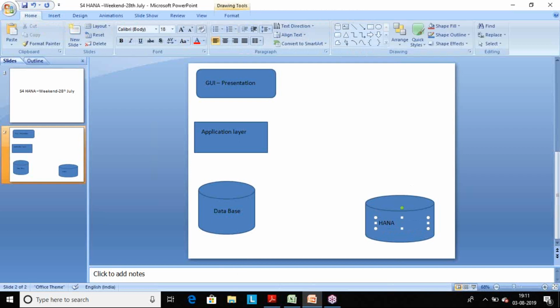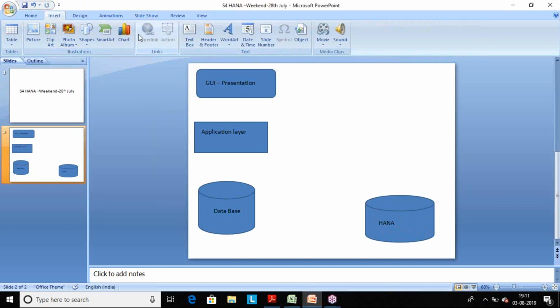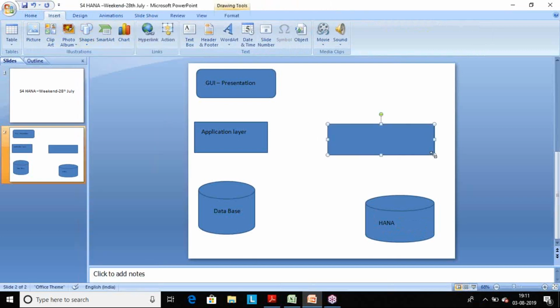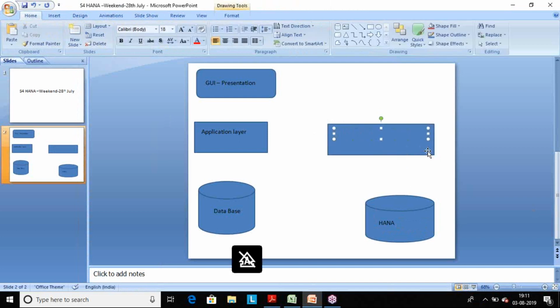But HANA, the final product, we did not get as it is, so a lot of evolutions were there. Here also we have modifications. That means in the application layer also we are going to see changes. Here you are going to get the new features, the new NetWeaver, and CDS views. So all these things will be there. I can say this is the new NetWeaver we are going to get.